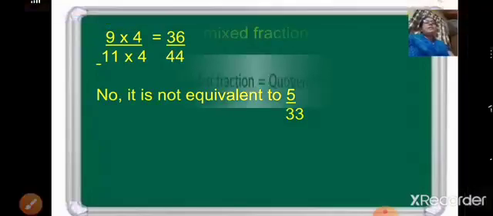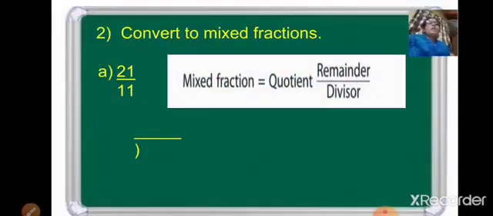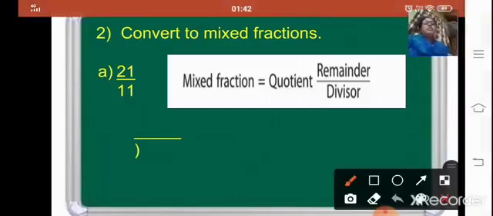Coming to the next sum, you have to convert this into mixed fraction, that is 21 divided by 11. Okay, so you will divide this number 21 by 11. Now 11 1s are 11, 11 2s are 22, which you cannot take, so you will take it as 11 1s are 11. 1 minus 1 is 0, 2 minus 1 is 1.